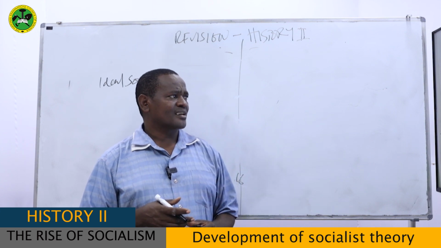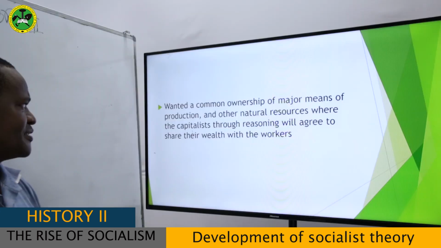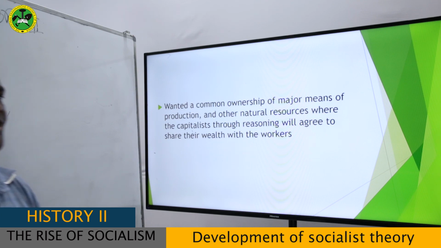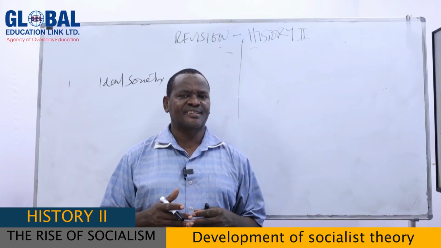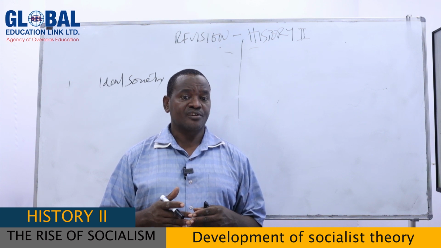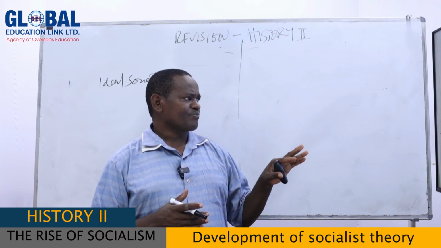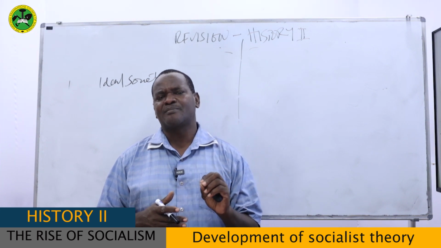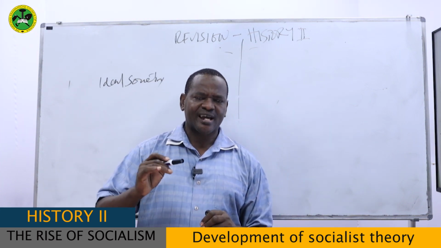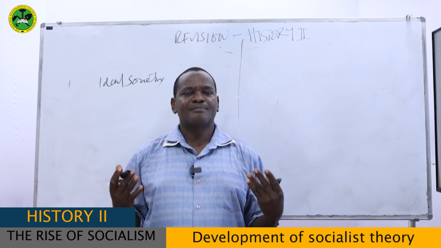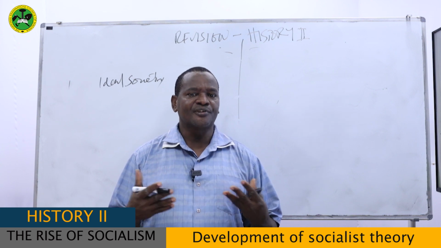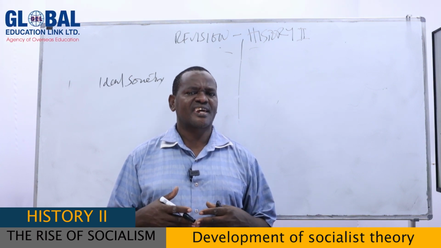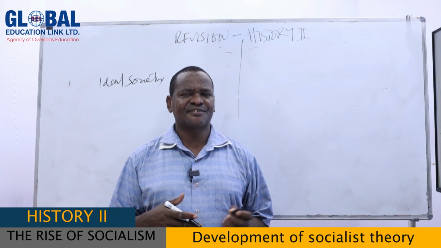The second feature of utopian socialism: they wanted common ownership of major means of production, resources, industries and everything in the society. They wanted them to be owned by all people in common. They believed that the ownership of major means of production can be transferred from the capitalists to the workers, or to the majority of the people. How? Through what they called a peaceful transformation, through reasoning. They believed that through reasoning, they could bring changes in the society. That is their second characteristic.